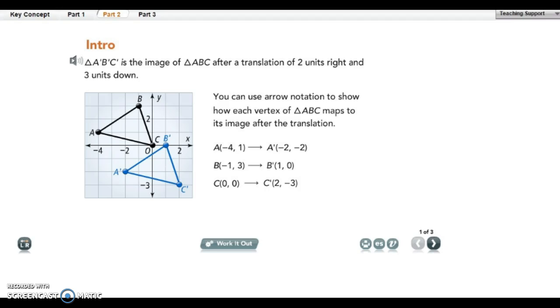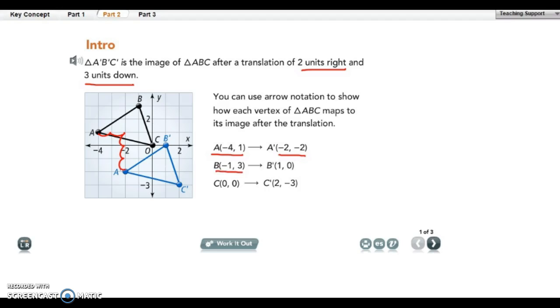Okay, this says that triangle A B C prime is the image of triangle ABC after a translation of 2 units to the right and 3 units down. Here we can see how we're going to write that. On A, we have shown that A started out at the ordered pair of -4, 1, and then we have moved A to A prime, which is now -2, -2. So from A, we've gone over 2 units to the right, and down, I'm sorry, 3 units down.